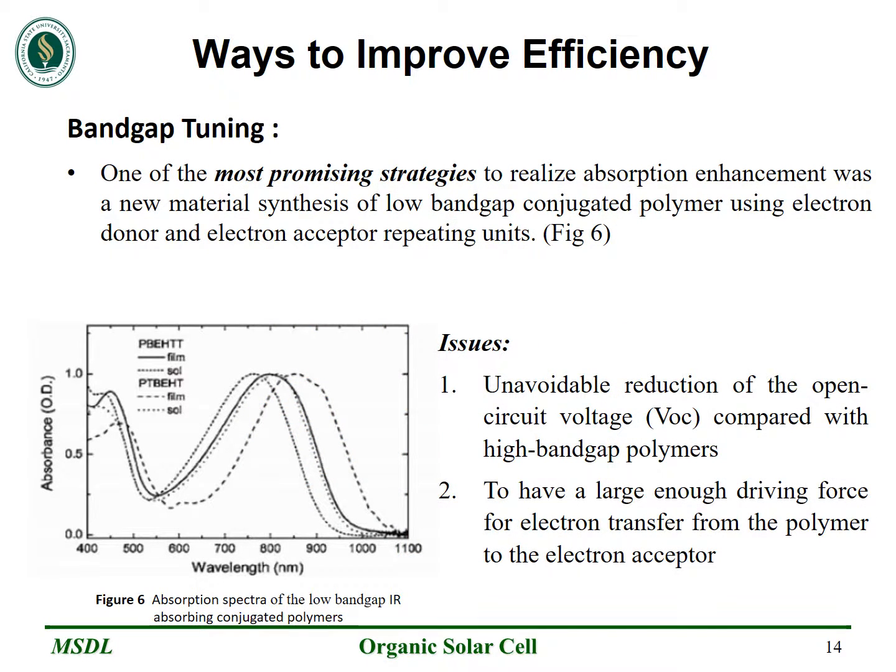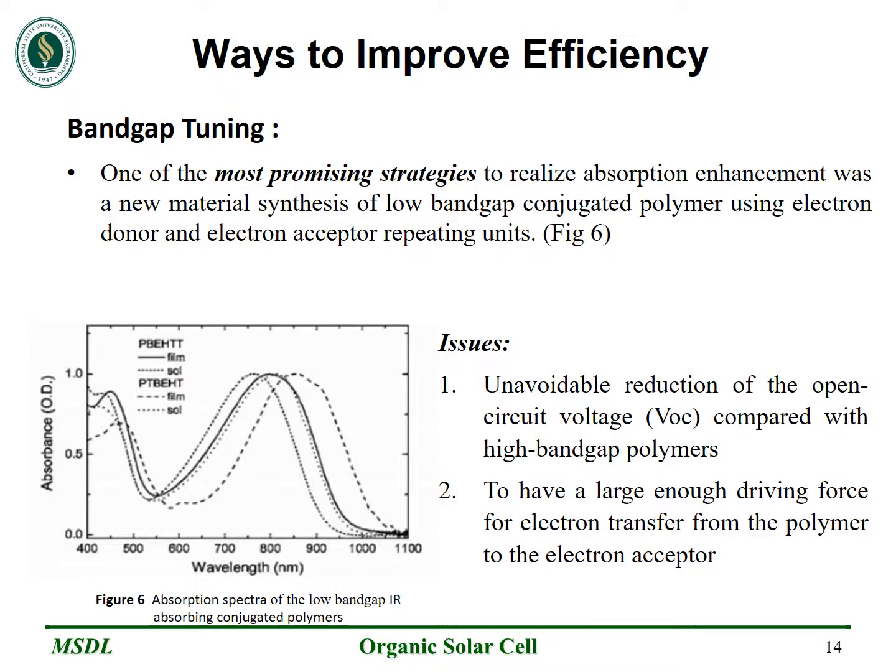Let's talk about band gap tuning. It is one of the most promising strategies to realize absorption enhancement, with a new material synthesis of low bandgap conjugated polymers using electron donor and electron acceptor repeating units. The absorption spectrum of the low bandgap conjugated polymer is shown in Figure 6 over here.